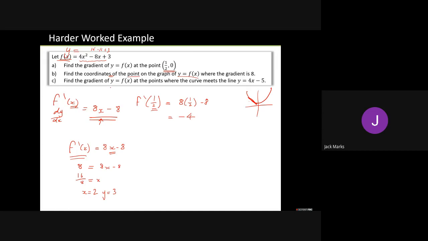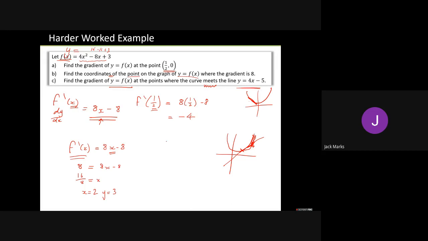Find the gradient of the line at the points where the curve meets, "meets" is a key word here, the line y equals 4x plus 5. So there's some kind of quadratic or something, and then there's a line. And what does it say? It says the points. So really, I should kind of draw it like this. So there are going to be some points where they meet each other. So the first part is actually simultaneous equations.